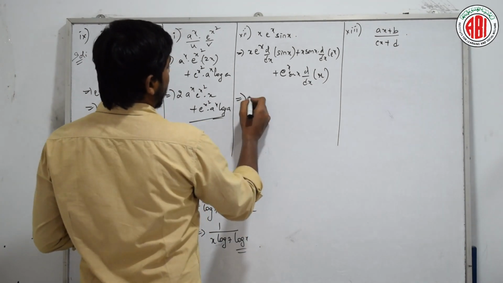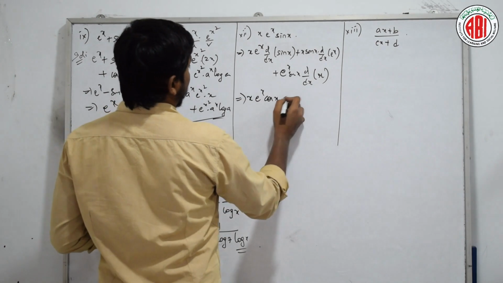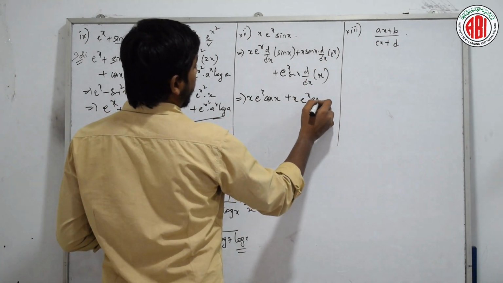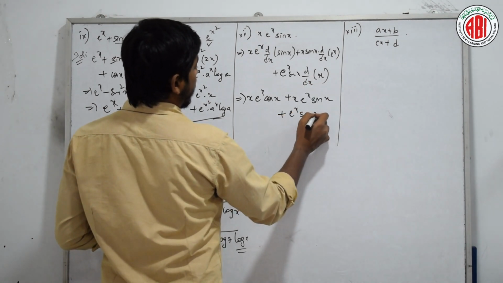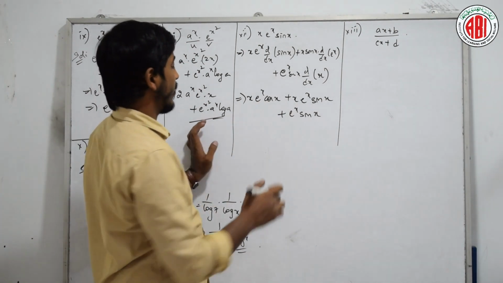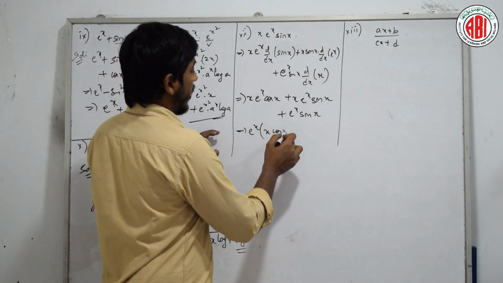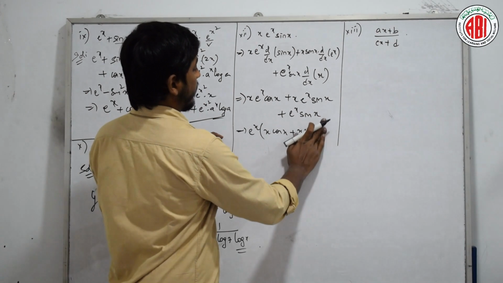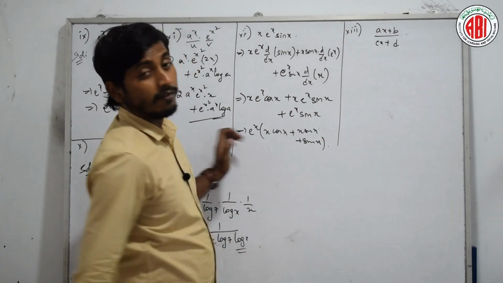However, it is addition. x e power x, differentiation of sin x is cos x. Then next here also x. However, differentiation of e power x is e power x into sin x. Here differentiation of x is 1. Therefore, this is my answer. If we want, we can take e power x common here also, then we get e power x into x cos x plus x sin x plus sin x. It's up to you. Fine.